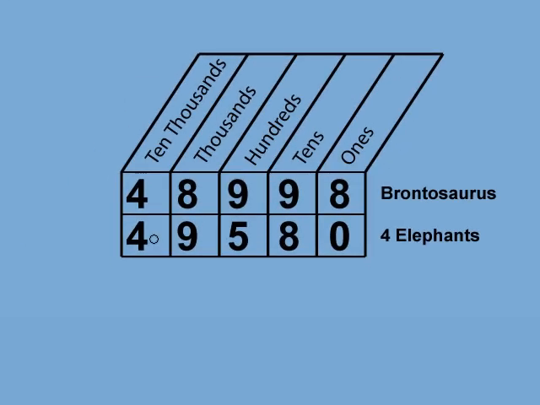Now we can compare the two quantities as shown here. The digits in the 10,000s place are equal, but here in the thousands place, we see that 9,000 is greater than 8,000, so 49,580 is greater than 48,998. This means that the weight of 4 elephants is greater than the weight of 1 brontosaurus.